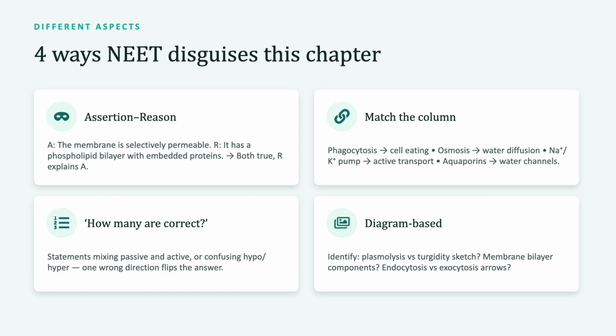Matching the column: pairing processes with their description. Phagocytosis with cell eating, osmosis with water diffusion, sodium potassium pump with active transport. How many statements are correct? Usually mixing up passive and active, or confusing hypotonic and hypertonic direction. Read every statement carefully. Diagram based: they show a sketch and ask you to identify plasmolysis versus turgidity, label the bilayer, or distinguish endocytosis from exocytosis by the direction of the arrow.